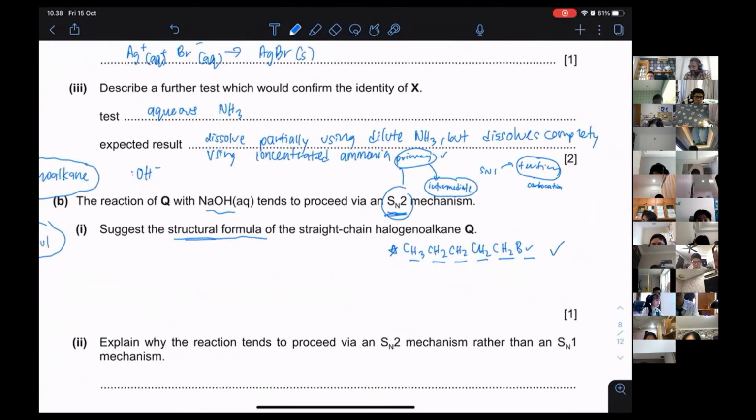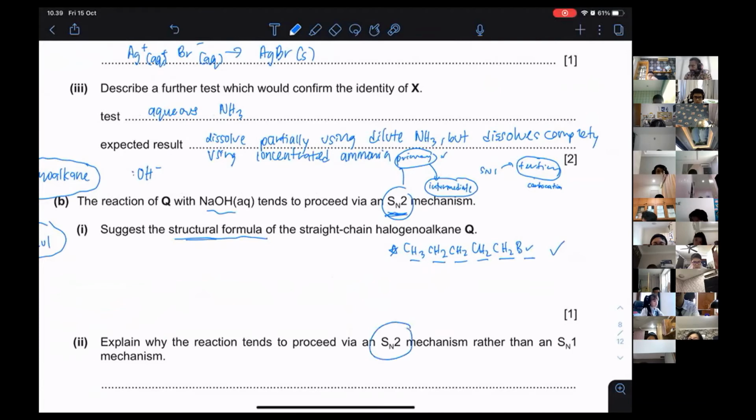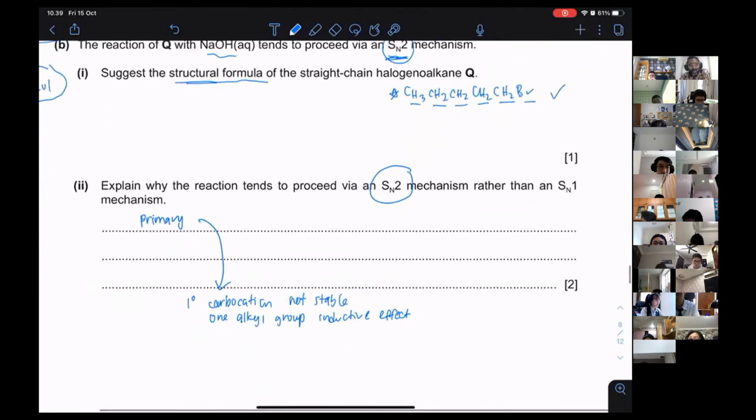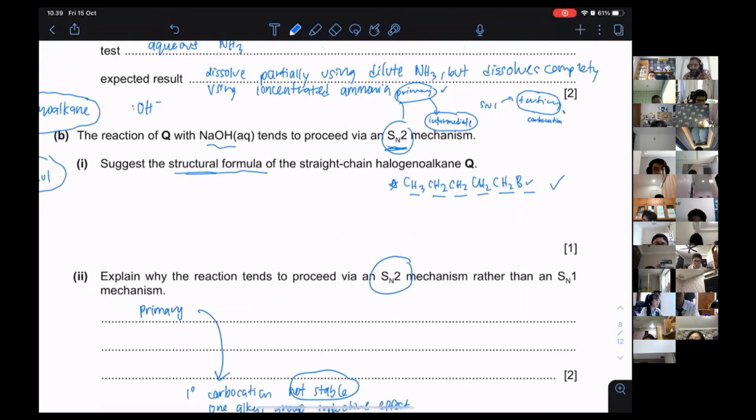The next thing is to explain why the reaction tends to proceed with SN2 mechanism rather than SN1. Here, this is a primary halogenoalkane, and it is only going to form a primary carbocation. A primary carbocation is not stable, only the tertiary is stable. But since it's 2 marks, you need to explain more about why this primary carbocation is not stable.